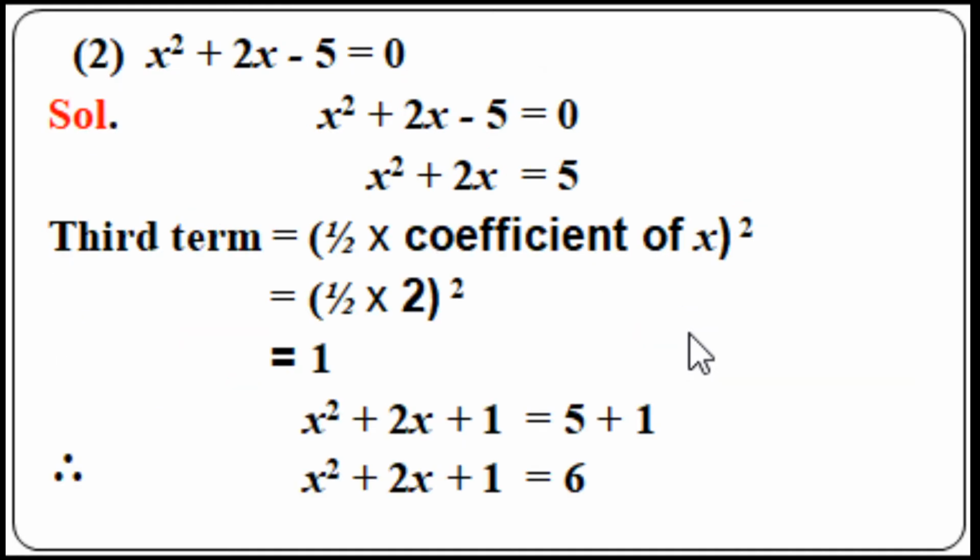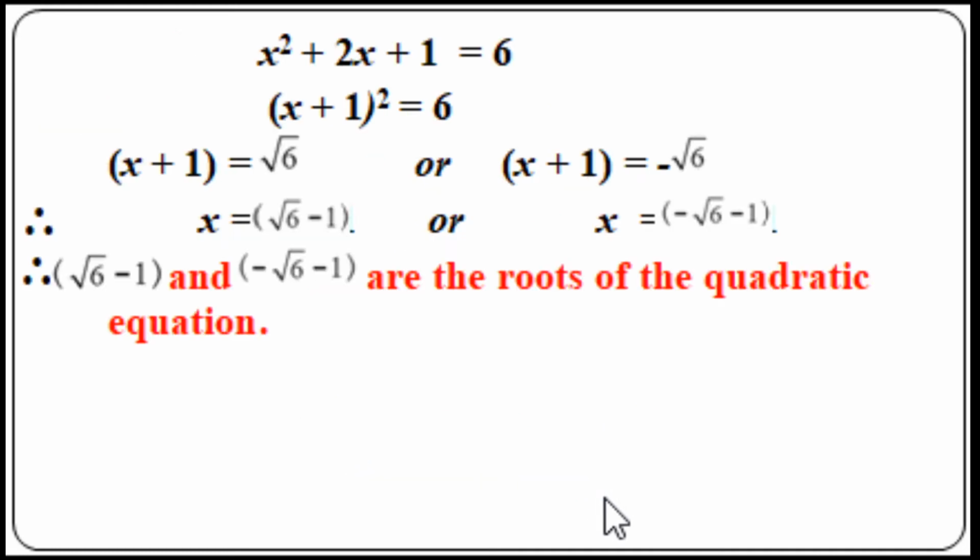Question number 2. The equation is given: x square plus 2x minus 5 is equal to 0. This can be written as x square plus 2x is equal to 5. Use the formula: third term is equal to half into the coefficient of x the whole square, 1 upon 2 into 2. Here the 2 in the denominator and the 2 in the numerator cancel, so we get 1. The square of 1 is 1. So add this 1 to the equation, we get x square plus 2x plus 1 is equal to 5 plus 1, 5 plus 1 is 6. So we get x square plus 2x plus 1 is equal to 6.